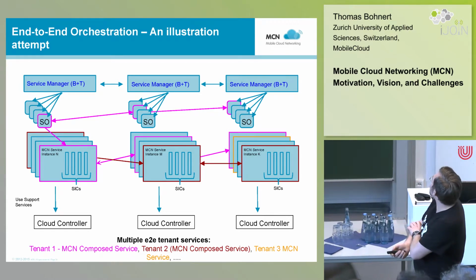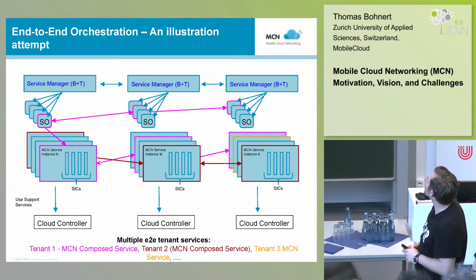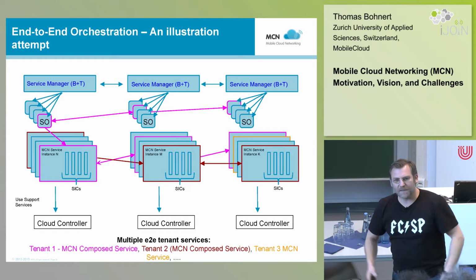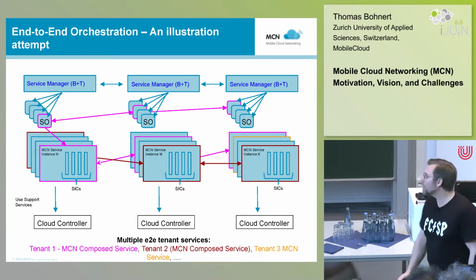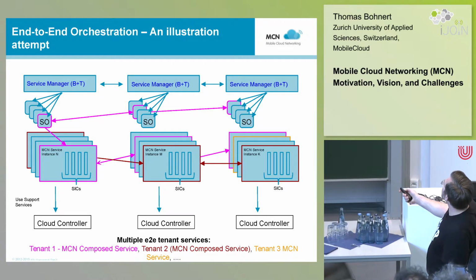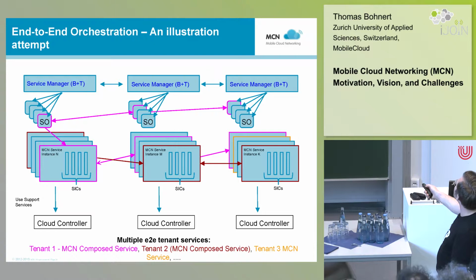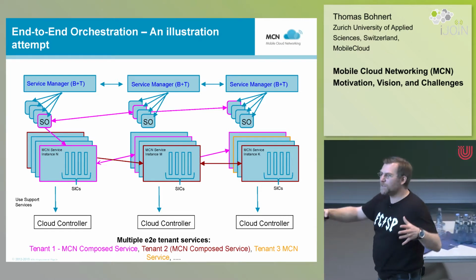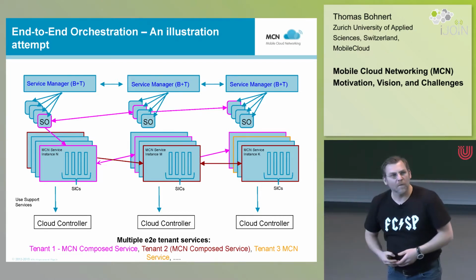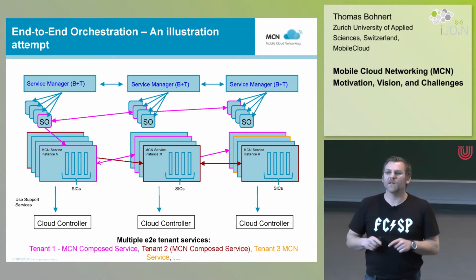So that's, again, an illustration attempt of how this could look. Just to give you an idea of what we try to show and have also implemented: try to imagine someone comes over here and says, I want to get a complete mobile virtual network. So let's say the purple tenant wants to get the radio access network as a service, an EPC as a service, and an IMS as a service. And this is deployed across several infrastructure service providers. That's what we can show today in our demos.